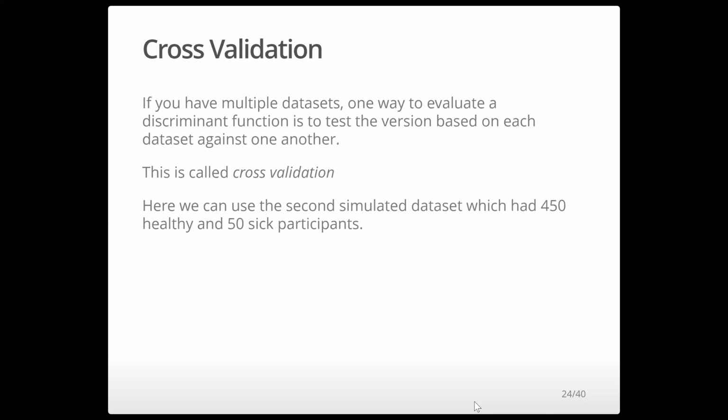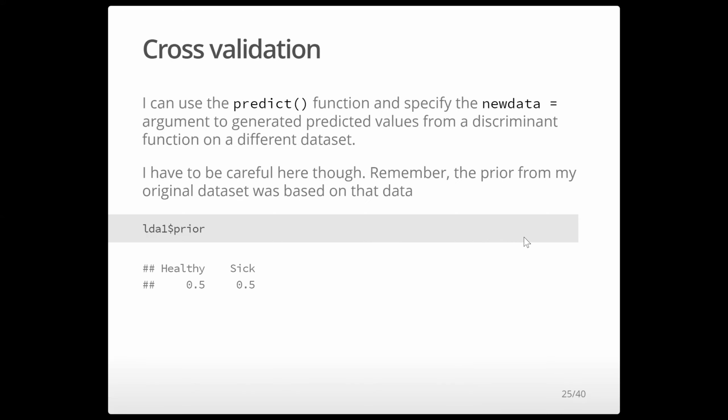So if you have multiple data sets, one way to evaluate a discriminant function is to test the version based on each data set against one another. This is called cross-validation. Here we can now use the second simulated data set, the unbalanced data set, to cross-validate our model. We can take the discriminant function and apply it to this new data set. To do this, I can use the predict function and specify new data. The new data argument says that I want to use my discriminant function, but I want to use it on some new data. And that will generate predicted values for the new data.